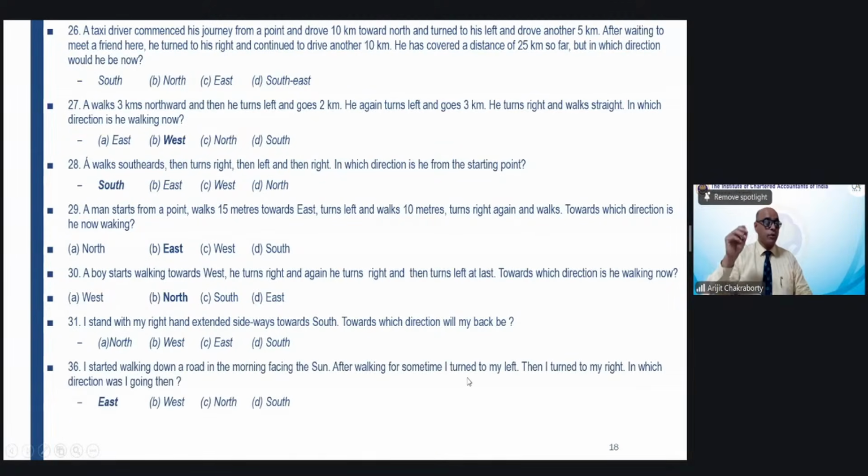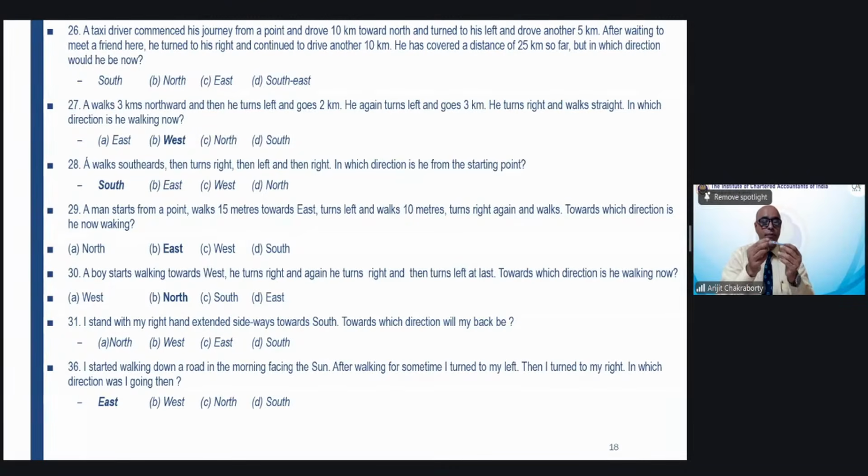Now we take 36th question. I started walking down the road in the morning facing the sun. Please see the question. You are starting walking down the road facing the sun. That means it is morning time and you are facing the sun. In which direction are you going? You are going towards the Purab Disha, that is, the eastern side.